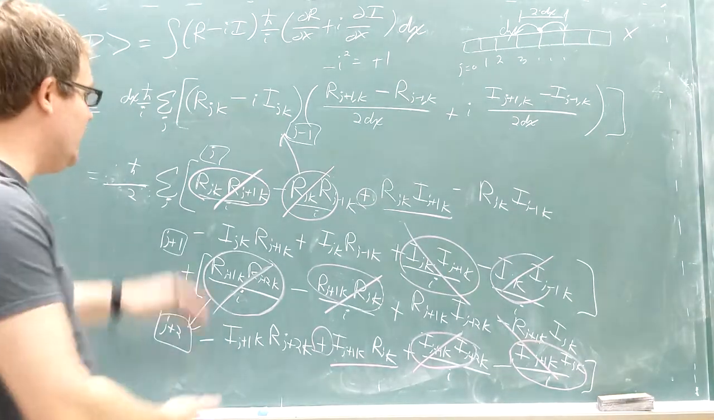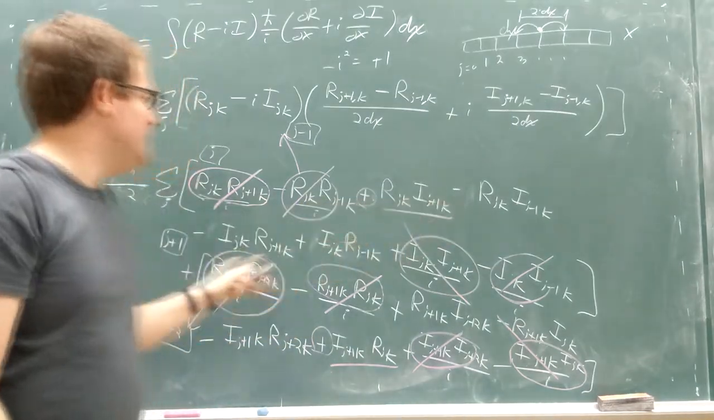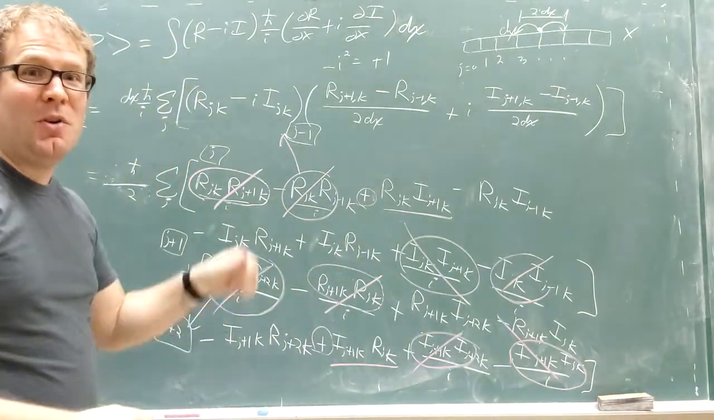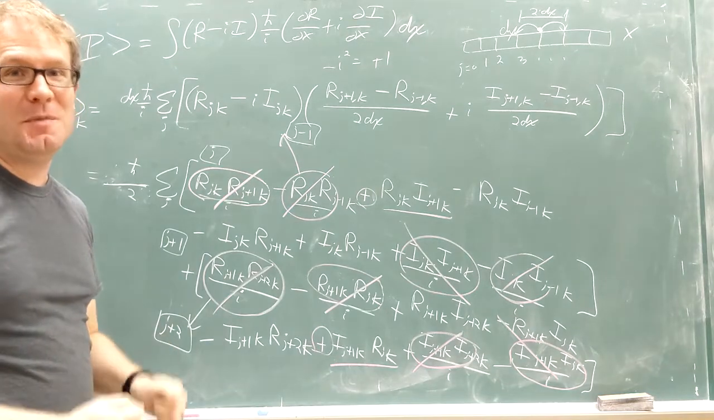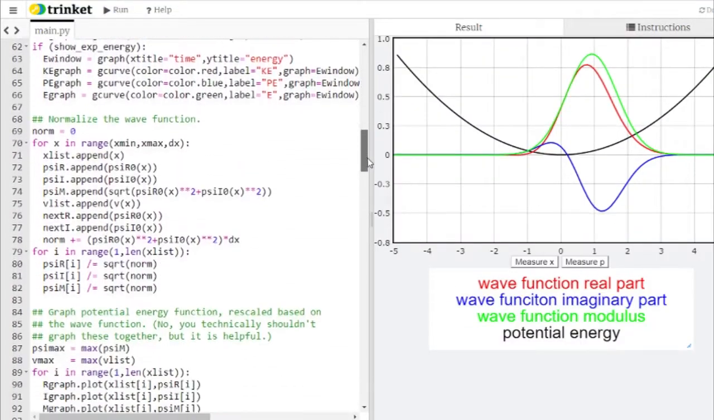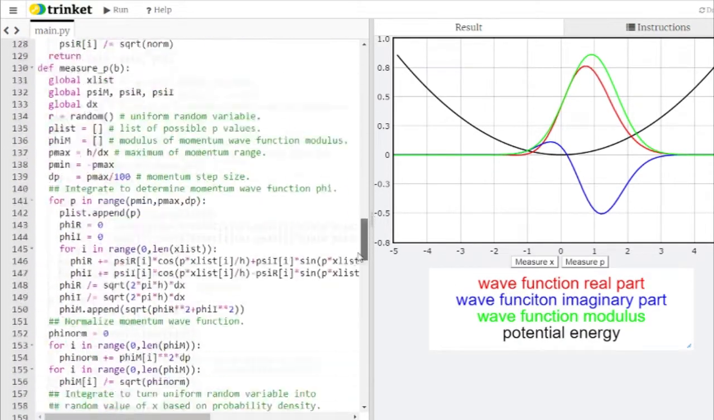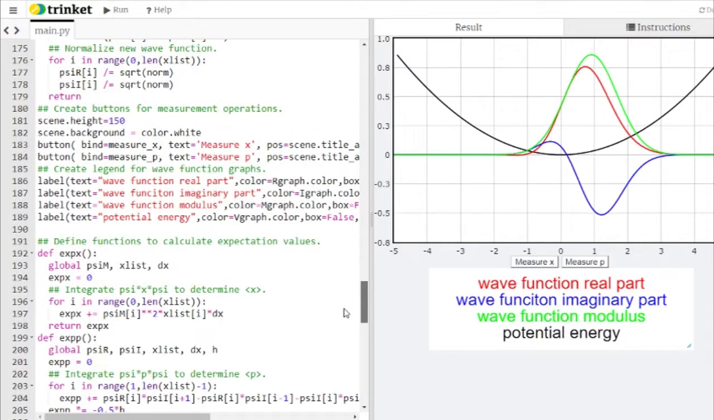So what we're going to do, we're going to get rid of everything that's been slashed out. We're going to clean up the pieces that haven't been slashed out. We're going to put this in our code. We're going to use that to calculate the expectation value of momentum. All right, let's scroll down to that part that we skipped over previously, where we are calculating these expectation values.